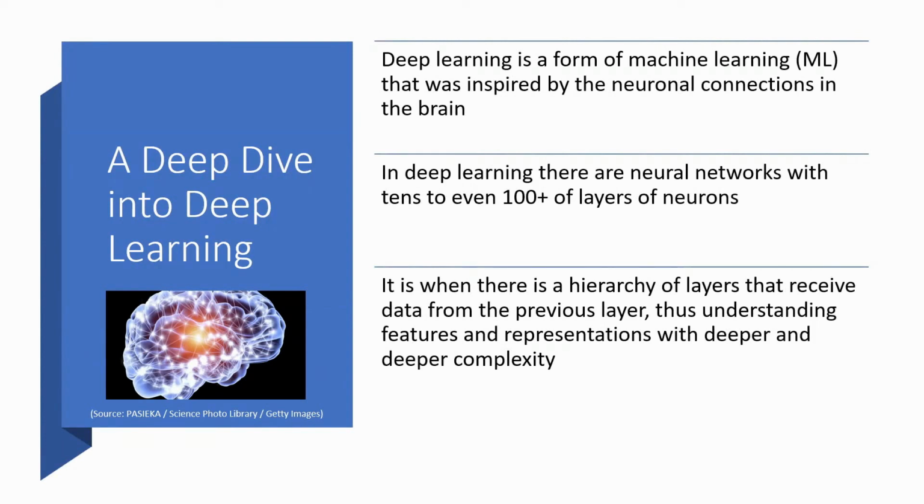Deep learning is a form of machine learning that was inspired by the neuronal connections in the brain. In deep learning, there are neural networks with tens to even hundreds of layers of neurons. It's when there's a hierarchy of layers that receive data from previous layers, thus understanding features and representations with deeper and deeper complexity.